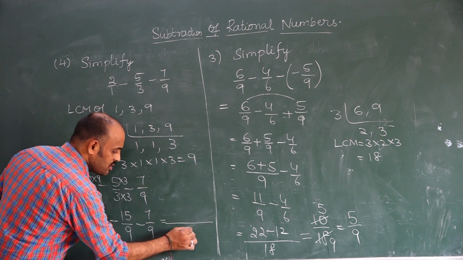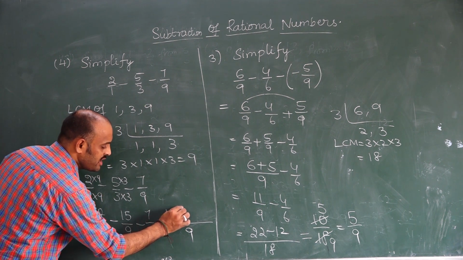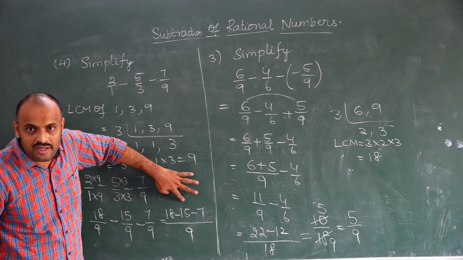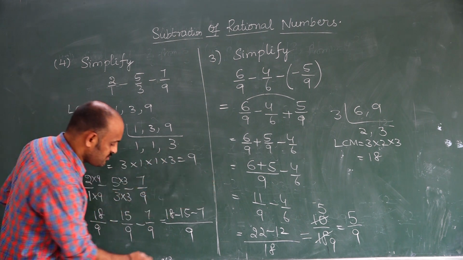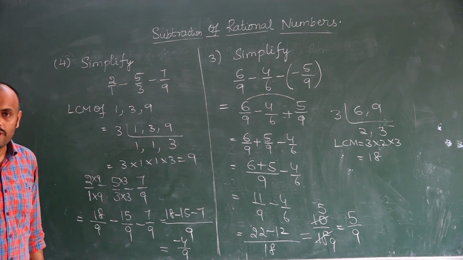Good. Writing the common denominator 9. 18 minus 15 minus 7. From 18 if I subtract 15, 3. From 3 if I subtract 7, minus 4. Therefore, minus 4 by 9. Okay?